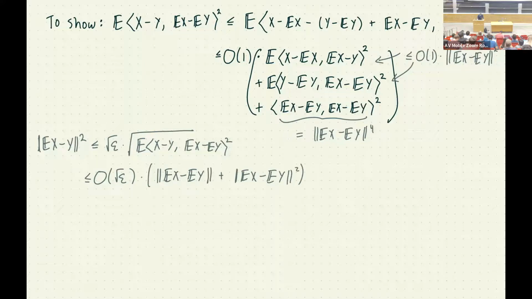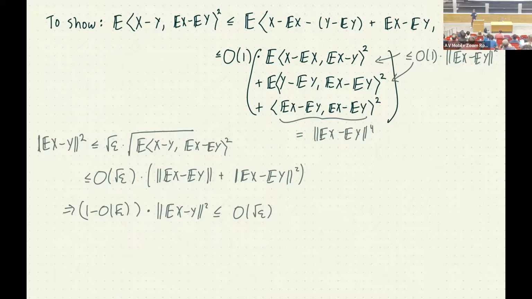So I had squared into the 4th up here, but I had a square root, right? Here I had square into the 4th, but I got a square root. And now life is good. I'm just going to rearrange. This tells me that 1 minus O of root epsilon times expectation X minus Y squared is at most O of root epsilon. I can divide now by the 1 minus O of root epsilon. I got what I wanted. Okay. I know that was a lot of inequalities. And I apologize for putting you to sleep so early in the morning. But let's wake back up.